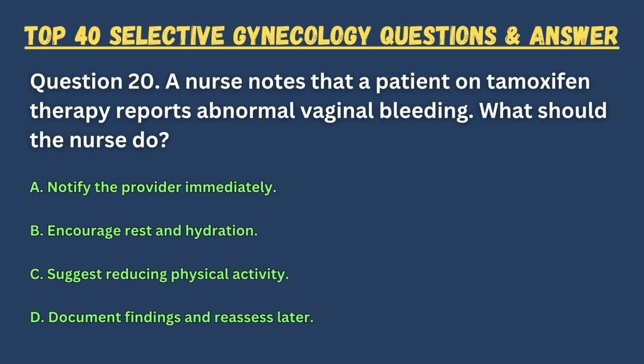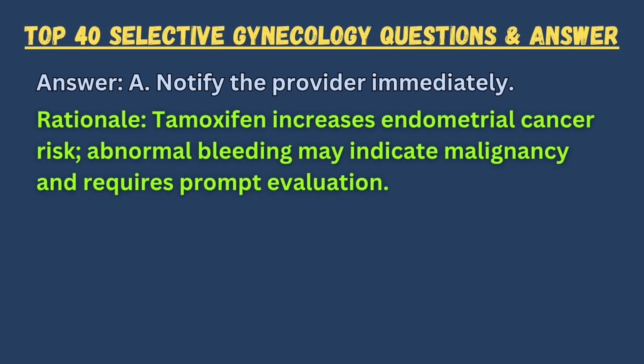Question 20. A nurse notes that a patient on tamoxifen therapy reports abnormal vaginal bleeding. What should the nurse do? A. Notify the provider immediately. B. Encourage rest and hydration. C. Suggest reducing physical activity. D. Document findings and reassess later. Answer: A. Notify the provider immediately. Rationale: tamoxifen increases endometrial cancer risk. Abnormal bleeding may indicate malignancy and requires prompt evaluation.